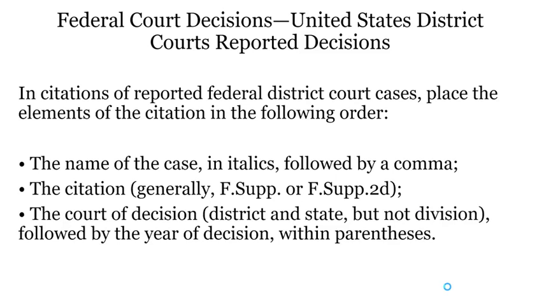So, in citations of reported Federal District Court cases, place the elements of the citation in the following order. The name of the case, in italics, followed by a comma. The citation, and the court of decision, so the district and state, but not division, followed by the year of decision within parentheses. For more information and citation examples of U.S. District Courts reported decisions, visit page 25, section 1.4c of the Ohio Writing Manual.